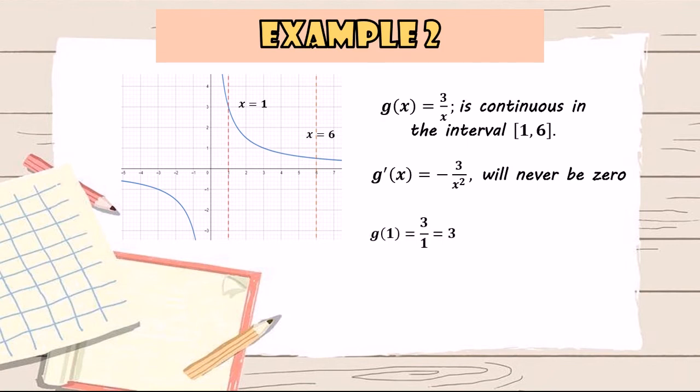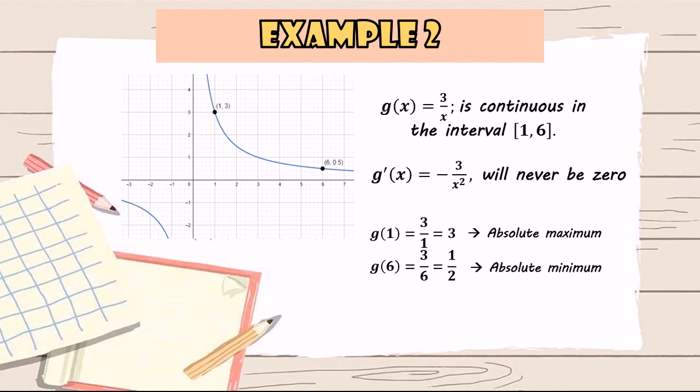So for g(1), it equals 3, and for g(6), it equals 1/2. So 3 is the absolute maximum and 1/2 is the absolute minimum of the function. So this is the graph of the function with the resulting points.